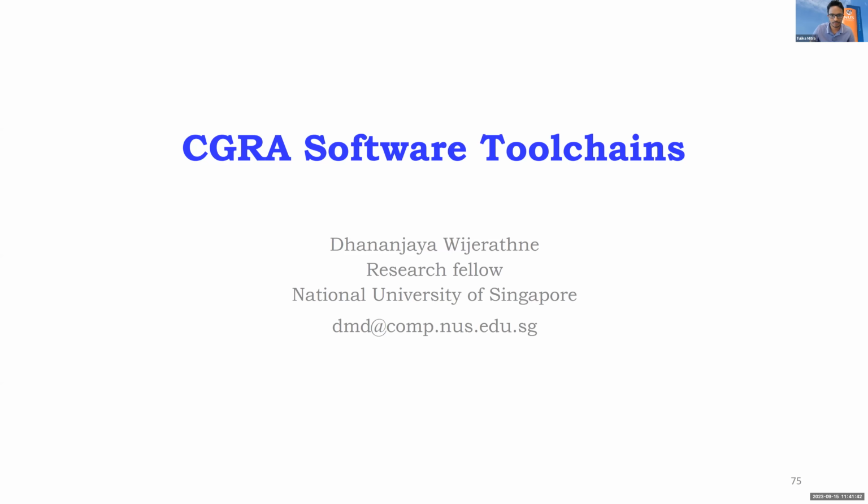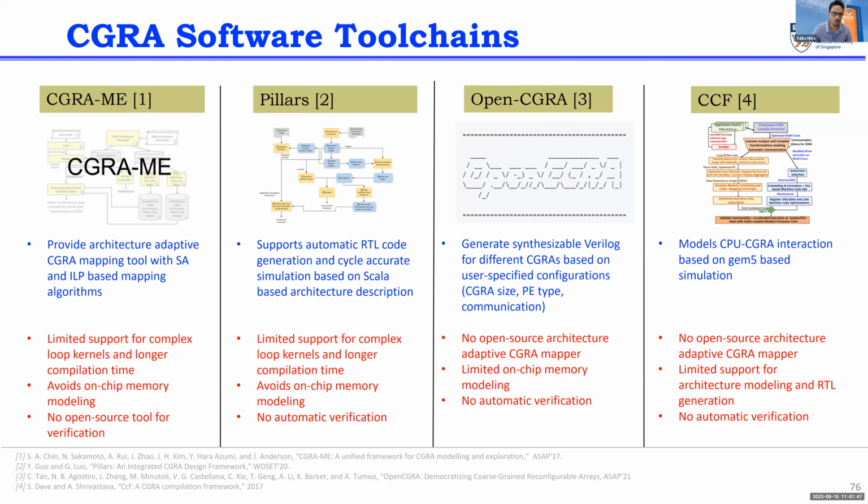So let me first explain what software toolchains are available open source at the moment. These 4 toolchains are prominent toolchains that have been used in CGRA research. But all of these toolchains have a main drawback: they are not truly end-to-end toolchains, and they are missing critical components of the design process. For example, CGRA-ME provides architecture and CGRA mapping with multiple mapping algorithms, but it only supports simple kernels, and its compilation time is much longer for complex kernels. It also doesn't support architecture modeling in terms of memory modeling, and doesn't have an open source tool for verification. Likewise, most of these tools have their own strengths as well as drawbacks.